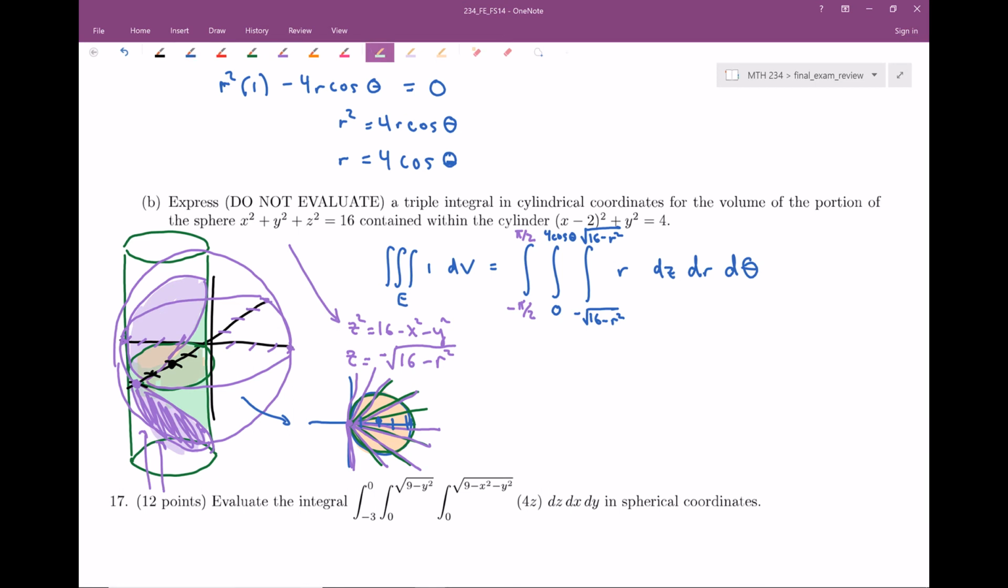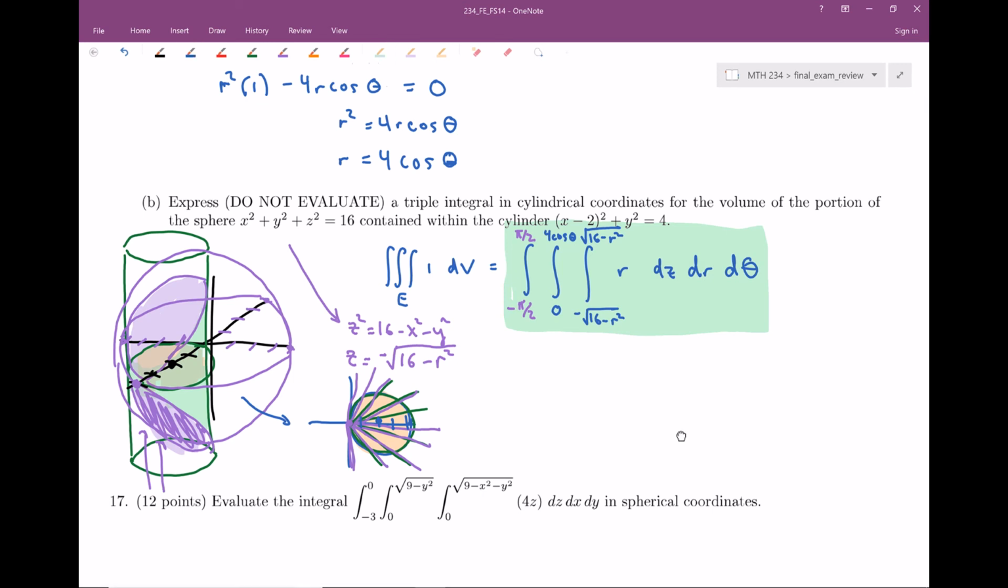All right, we go back and we read the question one last time, and it says set up but do not evaluate, or express but do not evaluate. So here is the volume expressed as a triple integral in cylindrical coordinates, but we don't have to evaluate it.